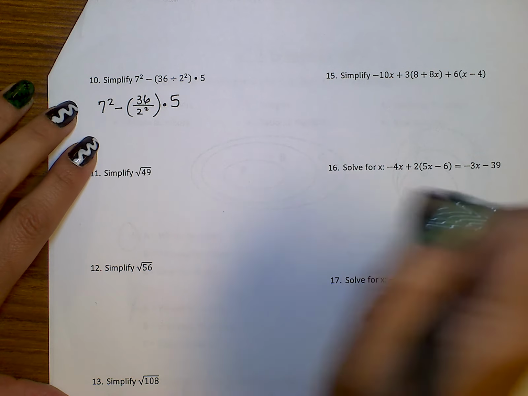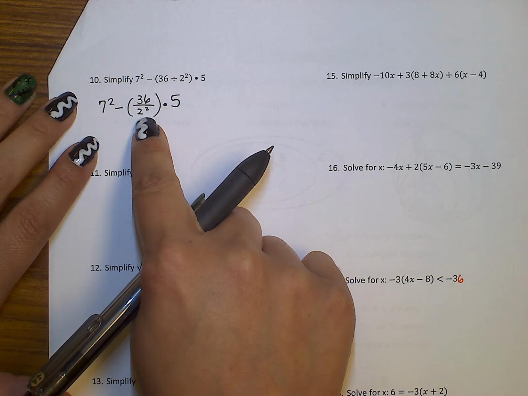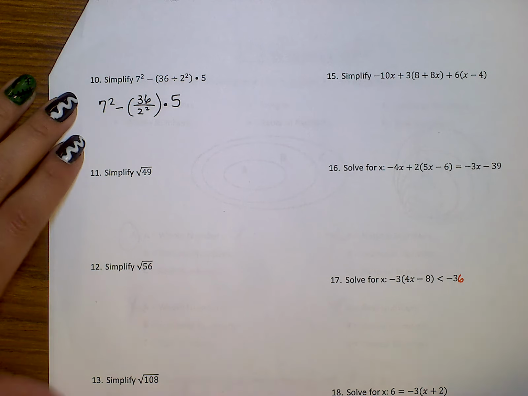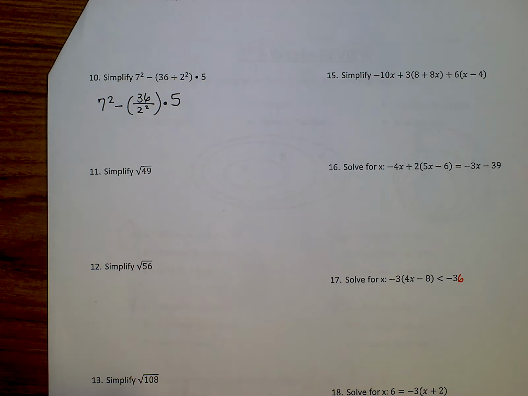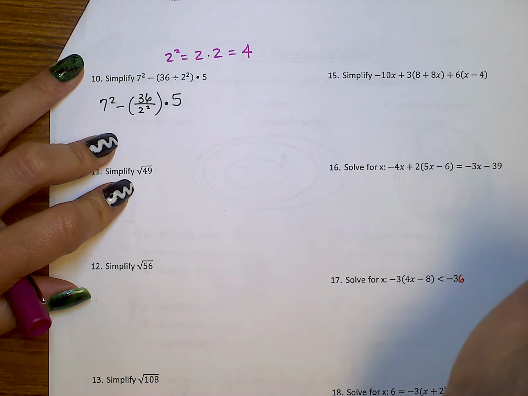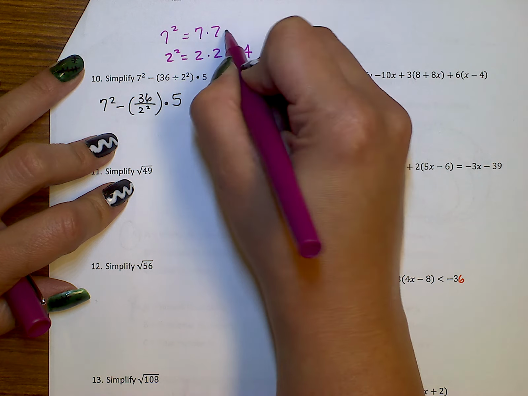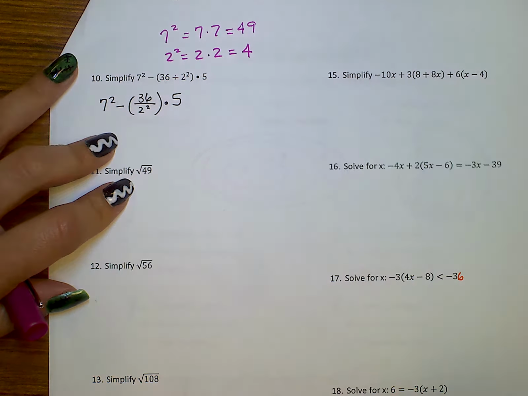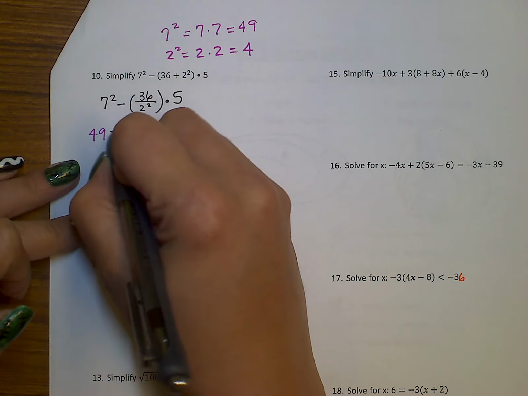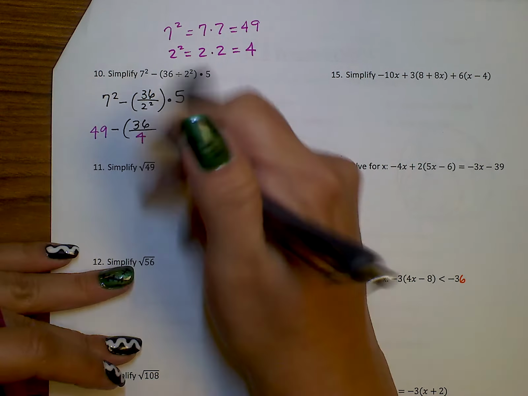All right, according to PEMDAS, I would do what's in the parentheses first. That's 36 over 2 squared. Now that means I have an exponent that I need to take care of. So 2 squared is the same as 2 times 2, which is 4. So in that case, I have 7 squared is the same as 49. Okay, so 49 minus 36 over 4 times 5.